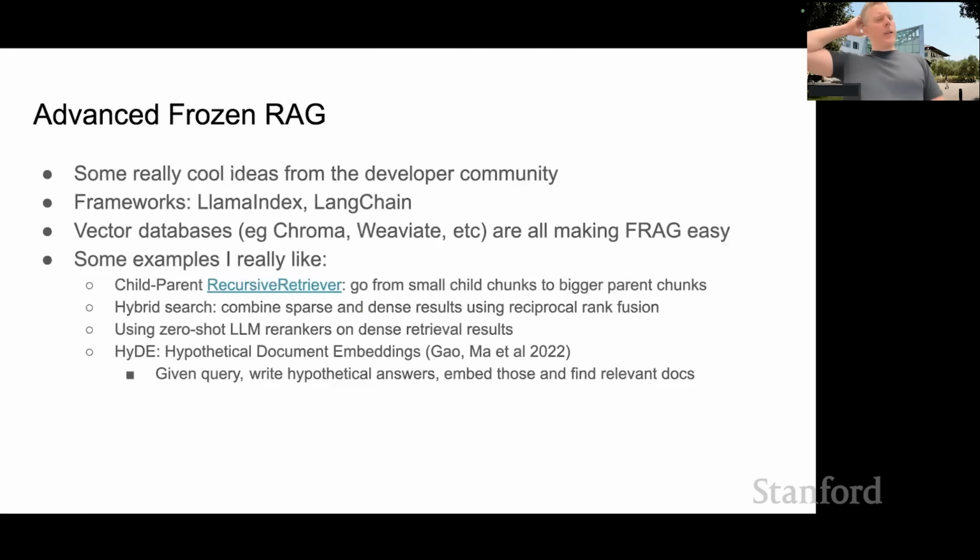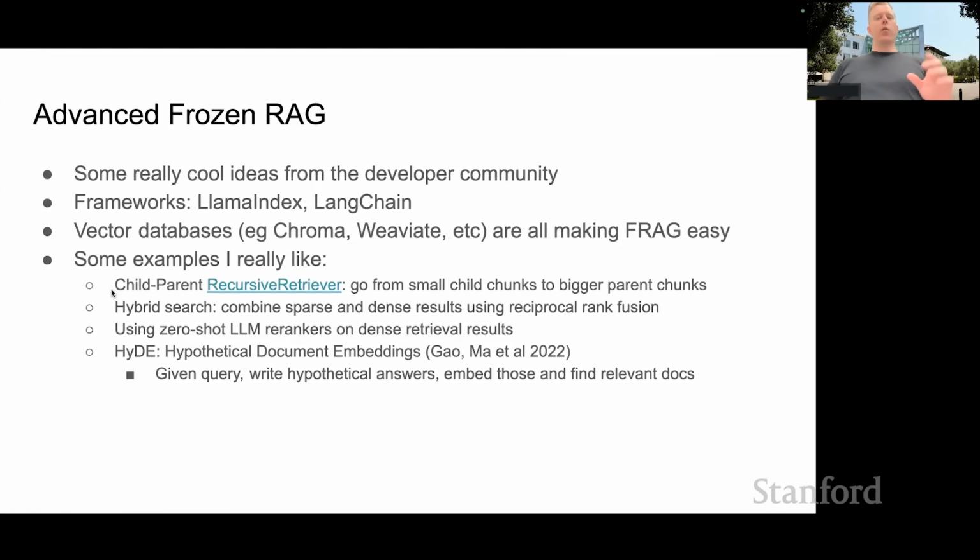And then finally, I would be remiss if I didn't talk about what people call advanced RAG. The developer community has been doing some awesome stuff, with frameworks like LlamaIndex and LangChain, and all these open source vector databases like Chroma and Weaviate, and they're all about making RAG really easy. But this is all frozen RAG, right? But even with frozen RAG, you can do incredible things. We mentioned some of these already.